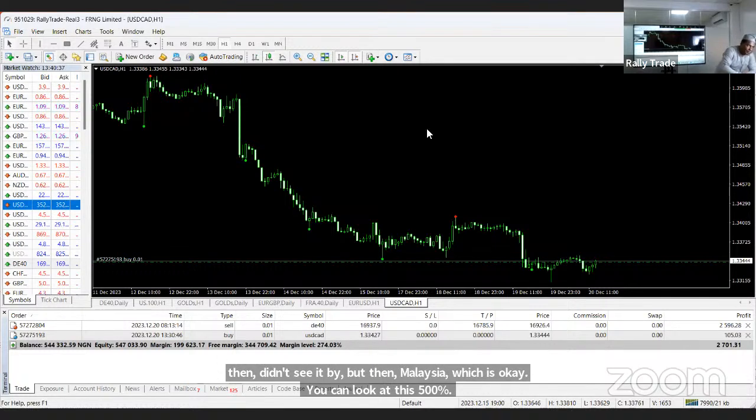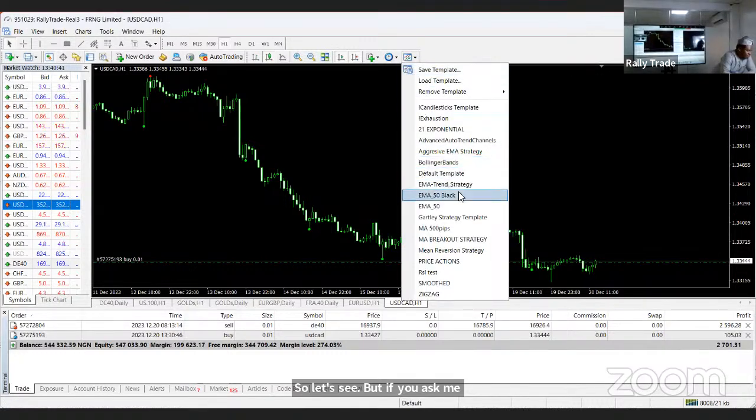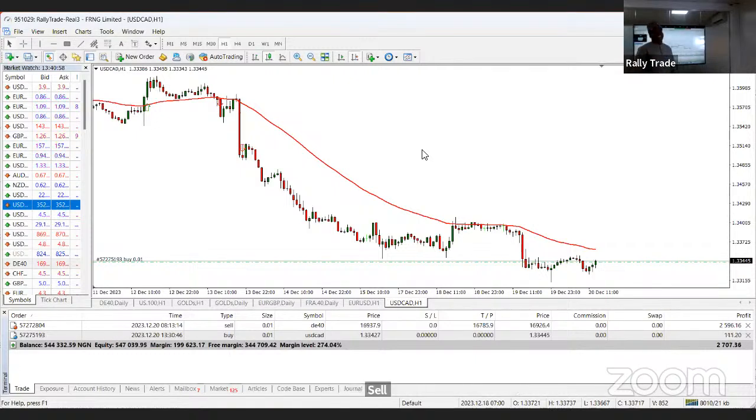But if you ask me, I'll go with this one. If this one tells you something, stay there. Can you see? Only sell. And he sells. Sell again, and he sells. He doesn't waste time. If you say buy, buy. Can you see now? More refined. Makes sense. Okay? Makes sense.